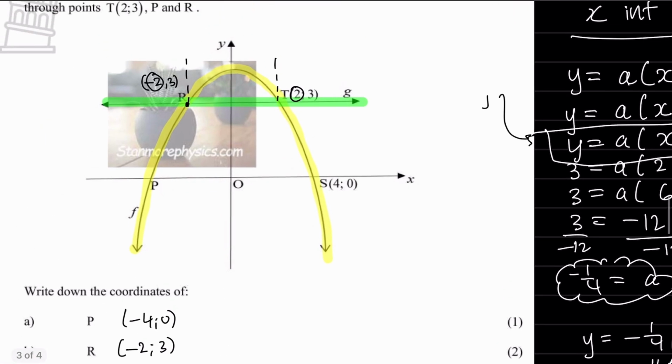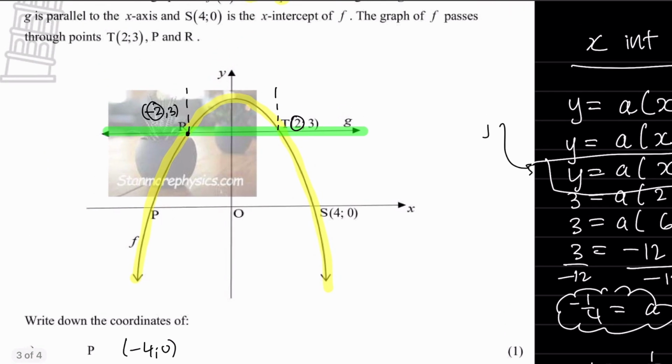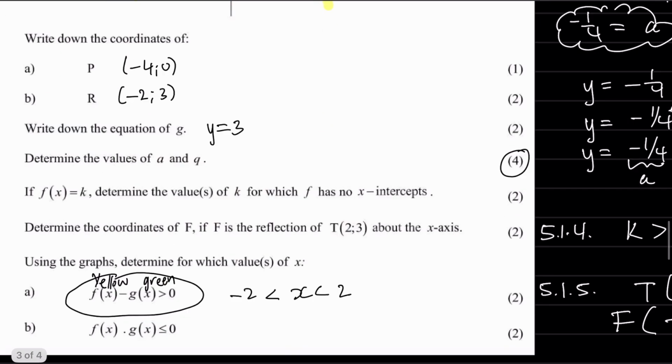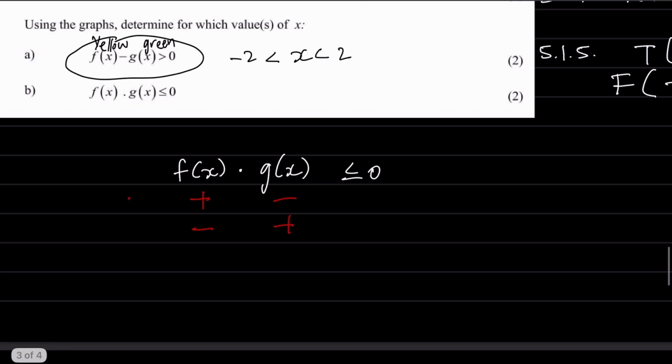G of x is this green line. This green line is not negative anywhere, right? Because its y value is always positive. It's in the positive y value. So this option right here is out because there is no value where that's negative. So this is out. So we need to look for where is f of x going to be negative. Where is f of x negative?